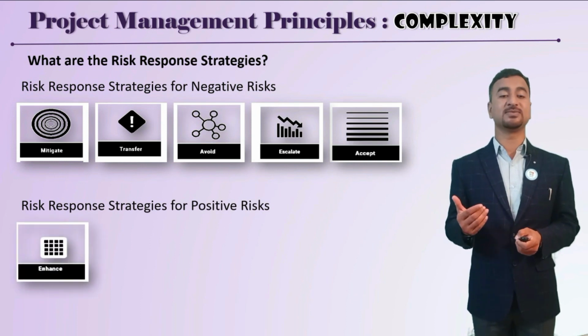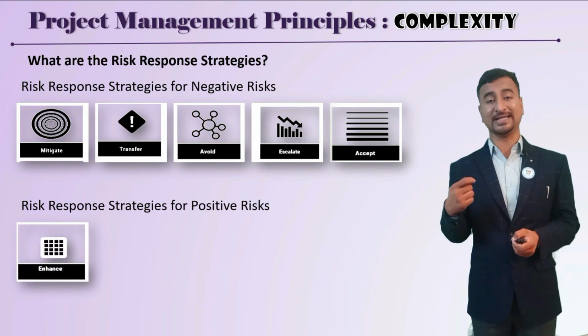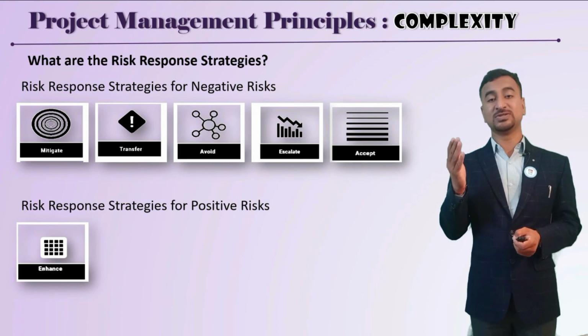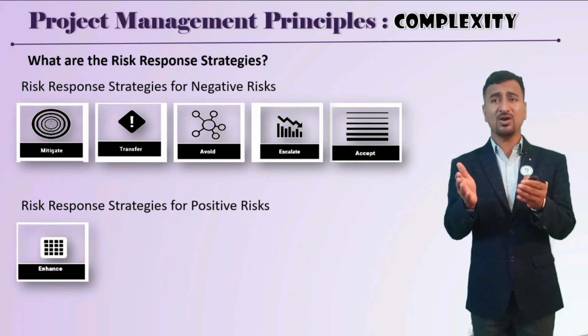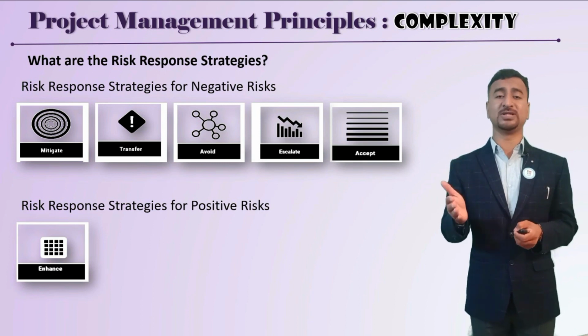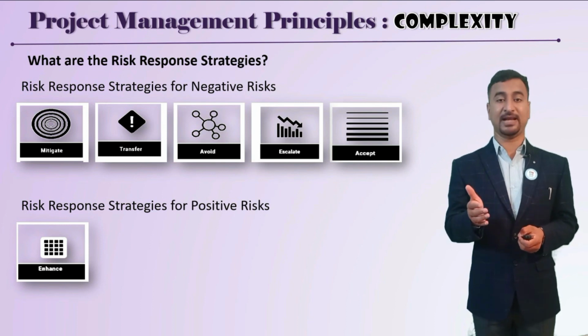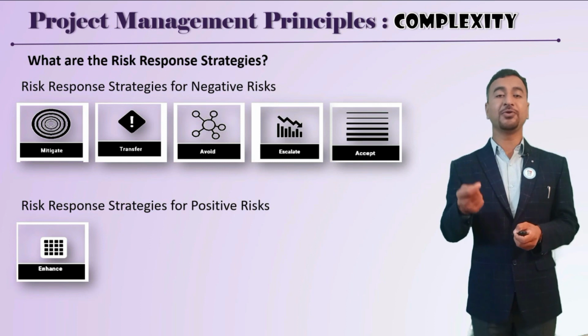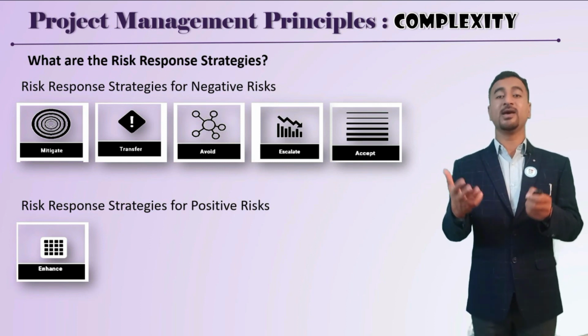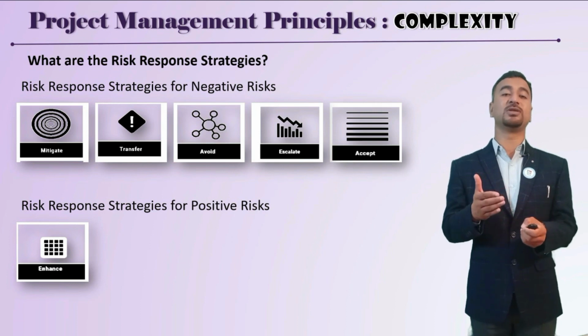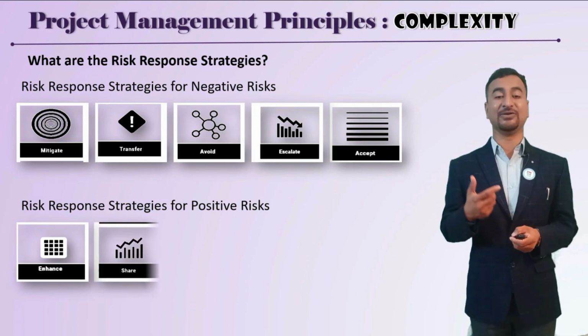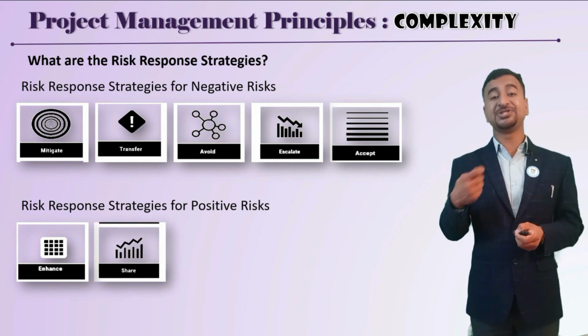Similarly, the positive risk response strategy, first you try to enhance, that is a possibility. Suppose there is a clause in your contract: if you complete your project beyond the timeline or before the timeline, then there is an incentive. So you try to enhance that particular way by which you can complete the project before the timeline, so you get that incentive. Then finally, share that risk.